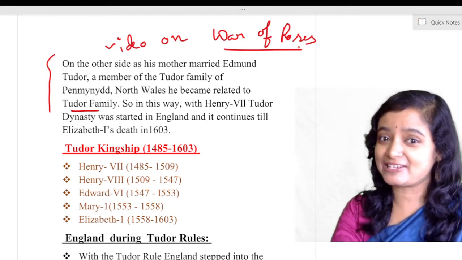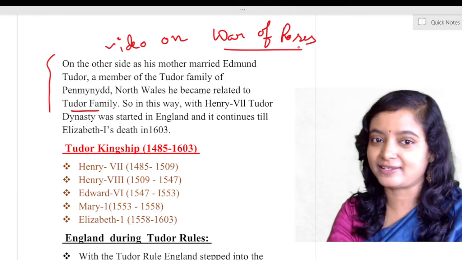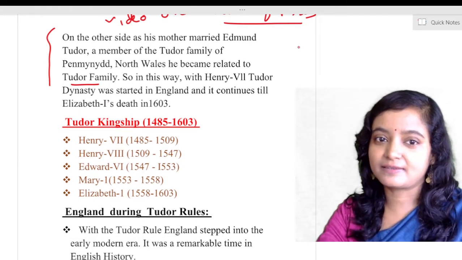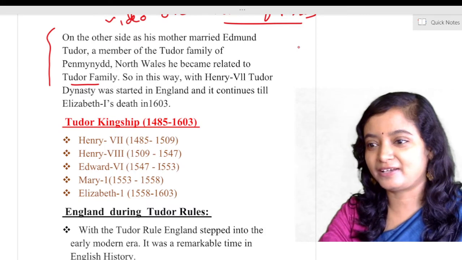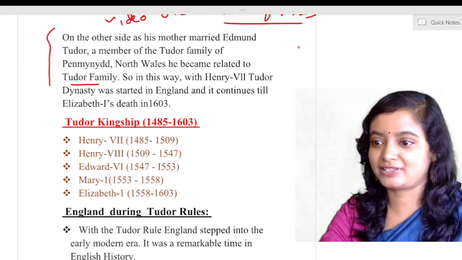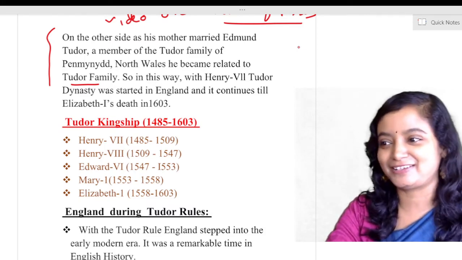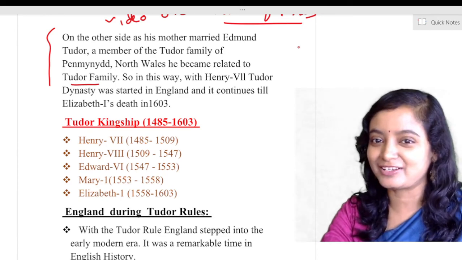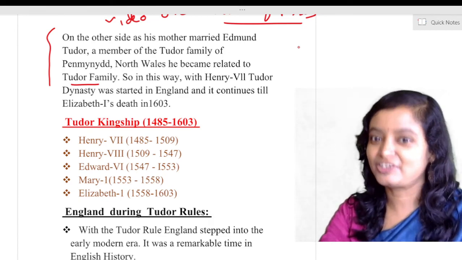So in this way, Henry VII belongs to both houses, the Tudor and the Lancaster. And Henry VII, after he married Elizabeth, cannot say that I am Lancaster, because he married someone who is York. So he just set up the Tudor dynasty.